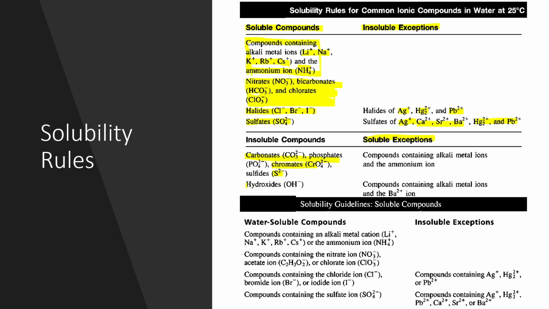And for hydroxides, most of the hydroxides are insoluble, and the soluble hydroxides usually contain alkali metal ions and barium ions. So group 1 hydroxide, ammonium hydroxide, and barium hydroxide are usually soluble. So if you know these rules, you should be able to predict which compound will be a solid or a precipitate during a double displacement reaction. That's it for now for the 4 types of reaction that we had seen.